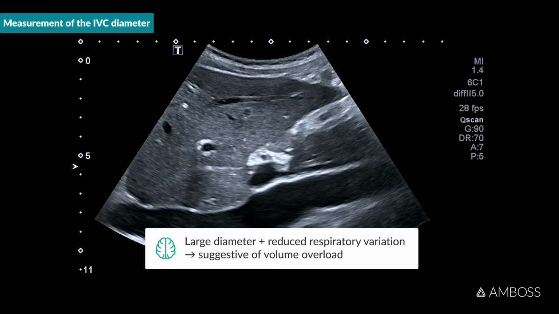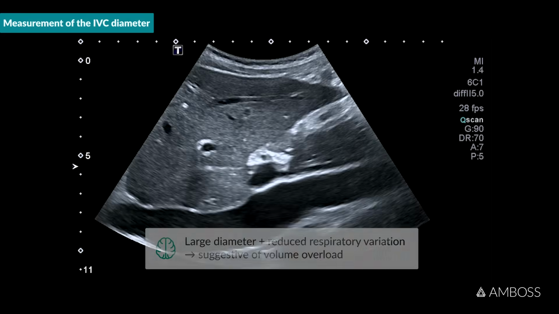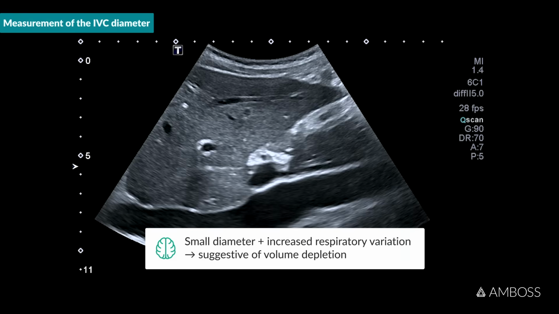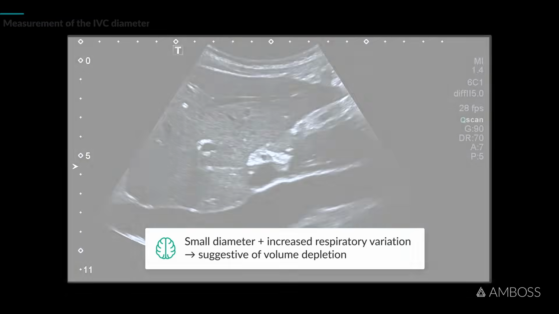A large diameter and reduced respiratory variation may suggest volume overload or increased right heart pressures. A small diameter and increased variation, on the other hand, may suggest volume depletion.